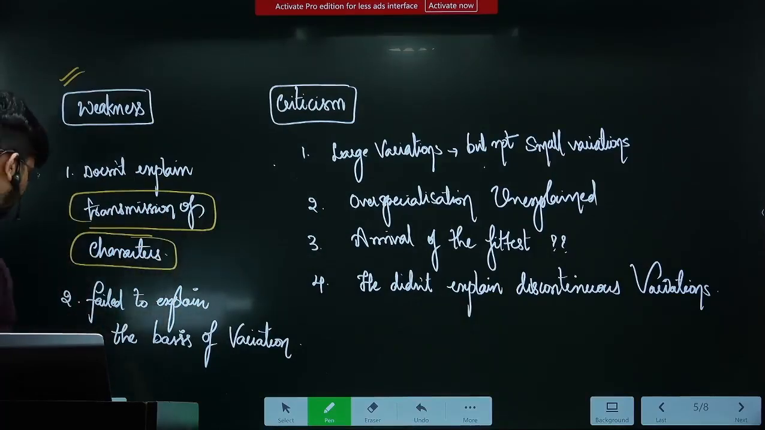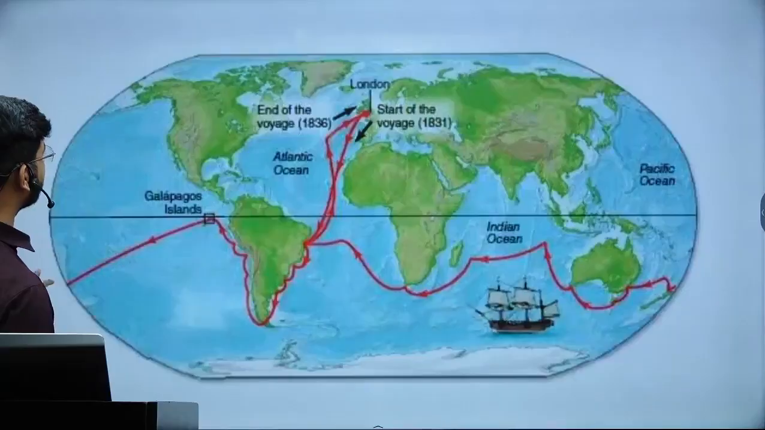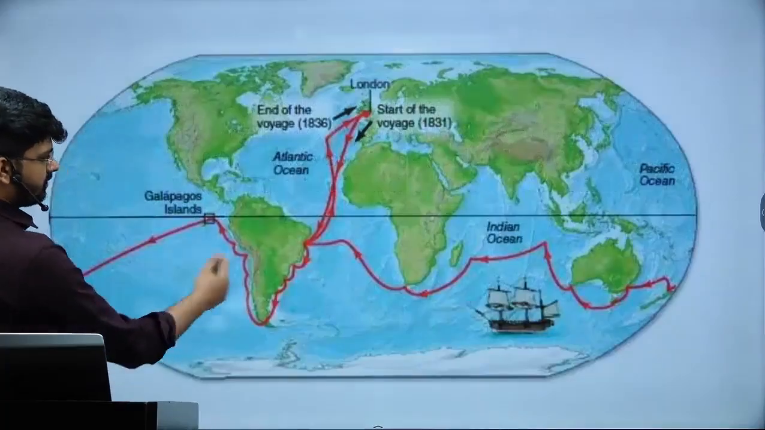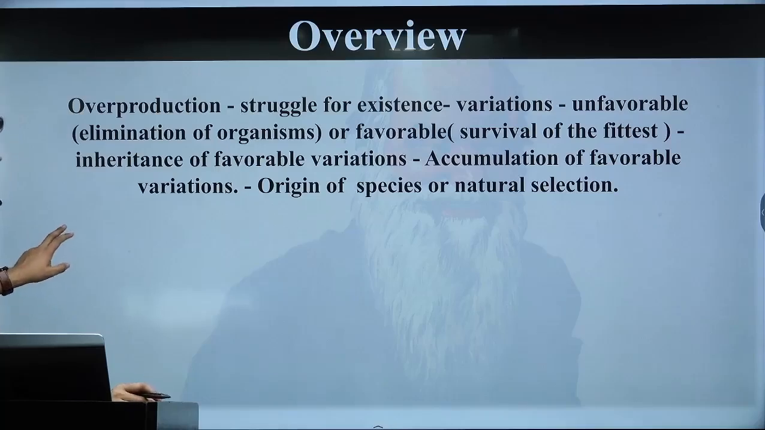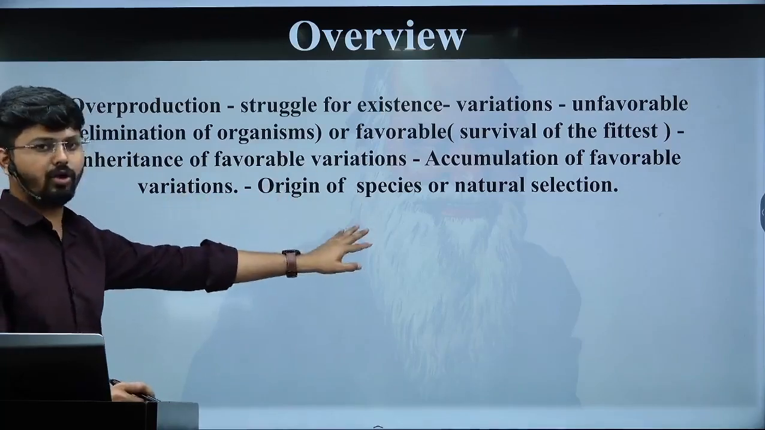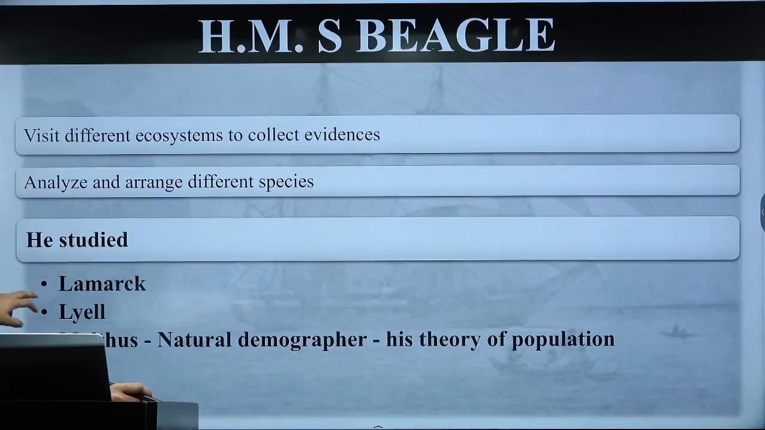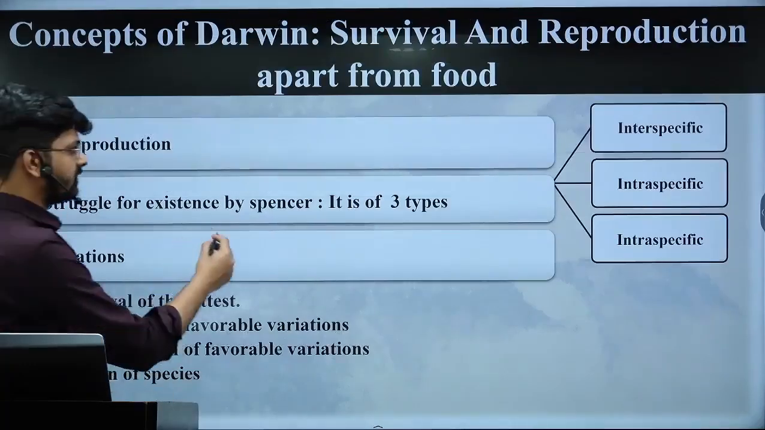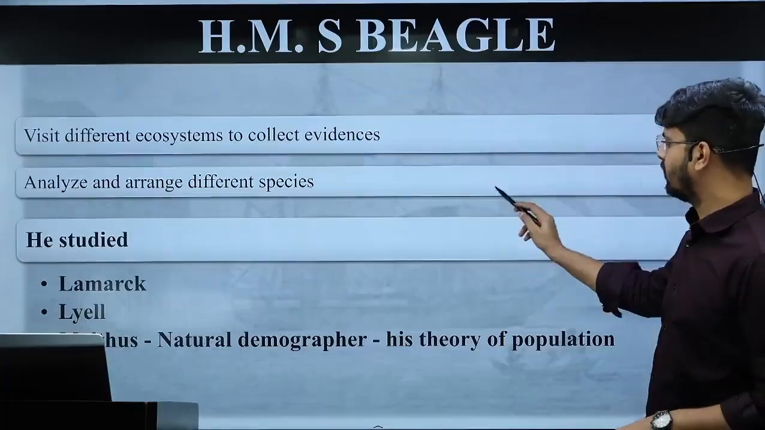Before that we will see certain examples of Darwin. This is the voyage of HMS Beagle, and the origin of species by variations and natural selection, which is what we have read. Next, overproduction and struggle for existence. Struggle for existence is of three types.